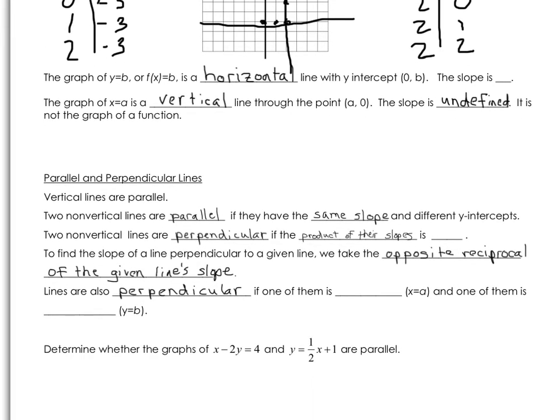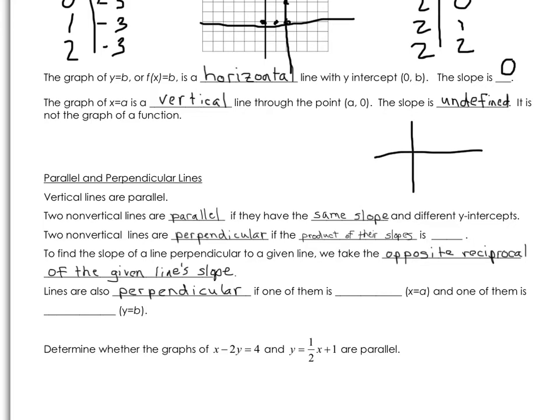So the graph of y equals b, or f of x equals b, is a horizontal line with y-intercept (0, b). The slope is 0. It has no slant at all. It's just going straight across. The graph of x equals a is a vertical line through the point (a, 0). The slope is undefined. It is not the graph of a function.